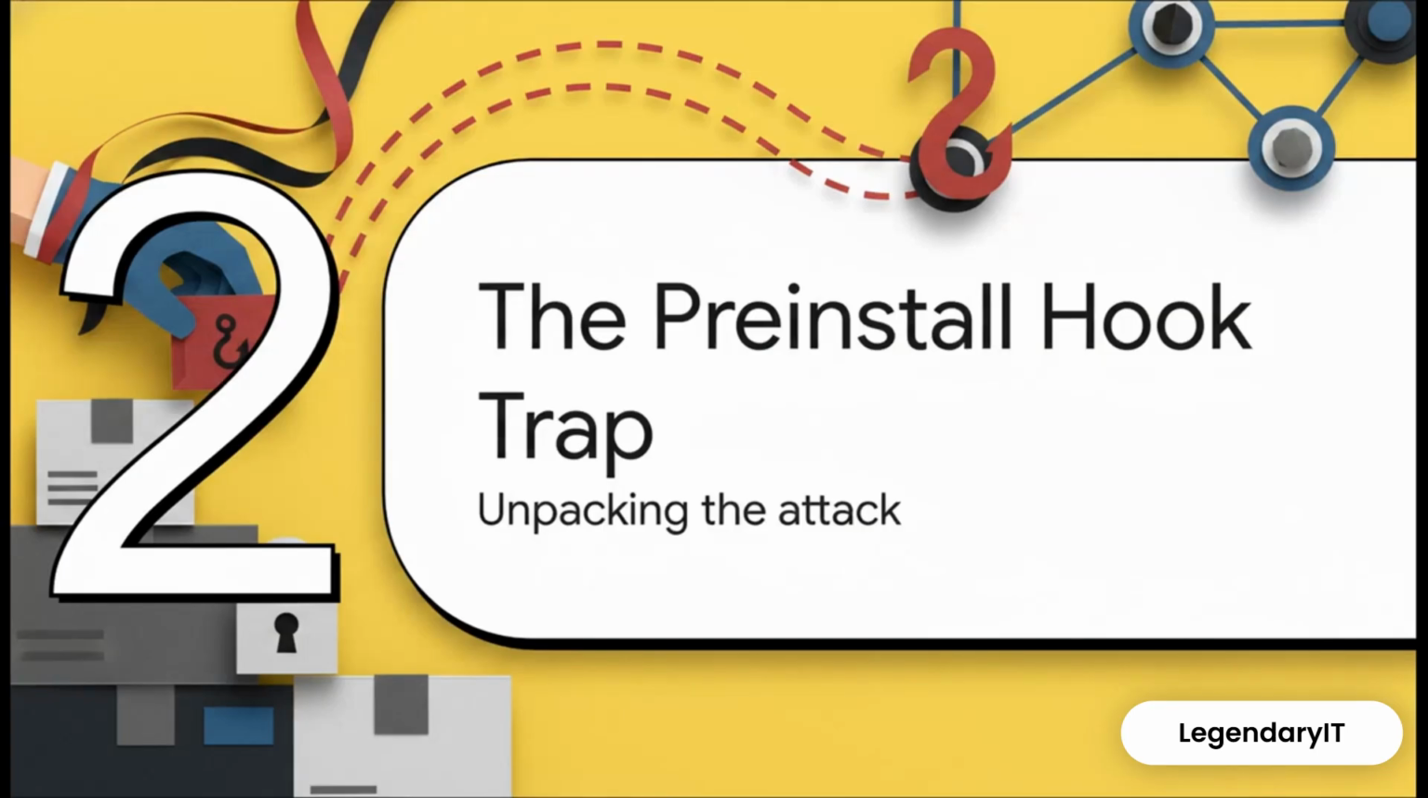So you're probably asking, how on earth did they get their code to run? This is the real core of the heist. It's so clever. They didn't need to mess with the main program at all. Instead, they exploited a seemingly harmless feature of the package manager itself, something called a preinstall hook.